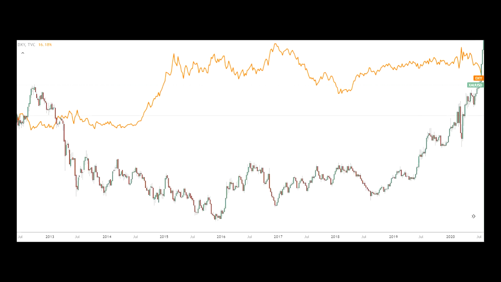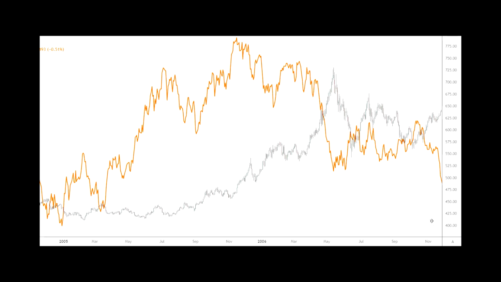Here's a chart of gold and the US dollar index. The orange line is the US dollar index, while the candlestick chart is gold. And you can see generally that they move in opposite directions to each other. But what if the inverse relationship doesn't work in certain scenarios, meaning that they both move in the same price direction? Well, this is where you can profit.